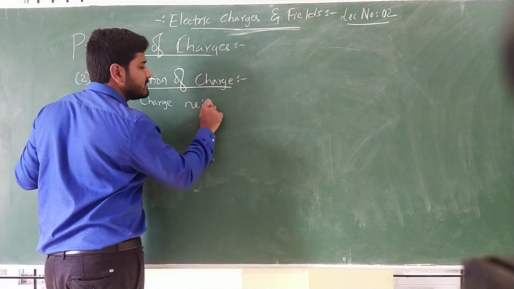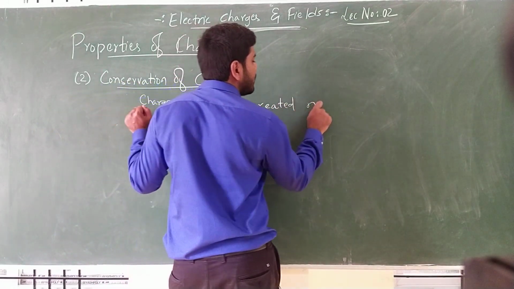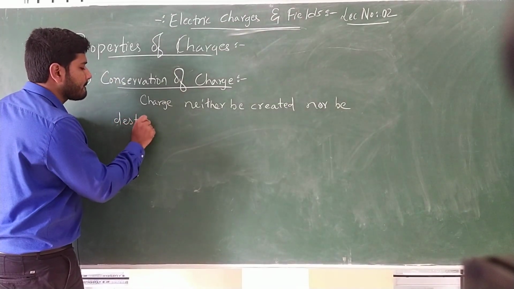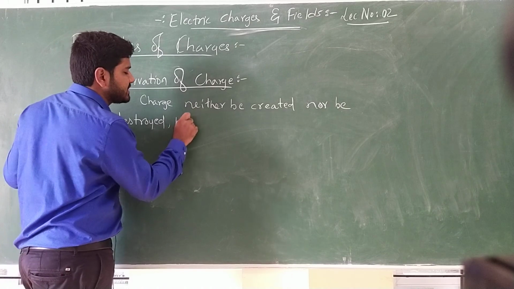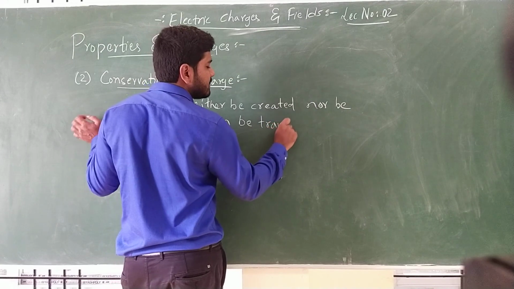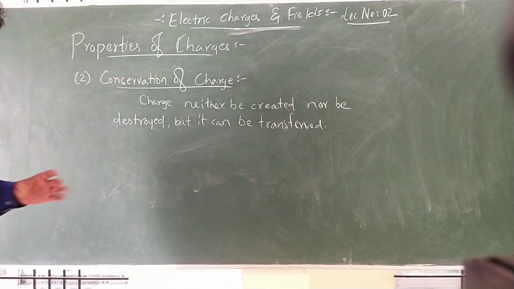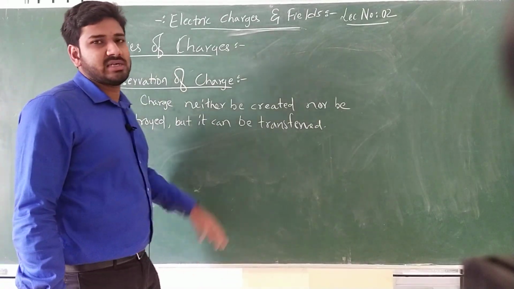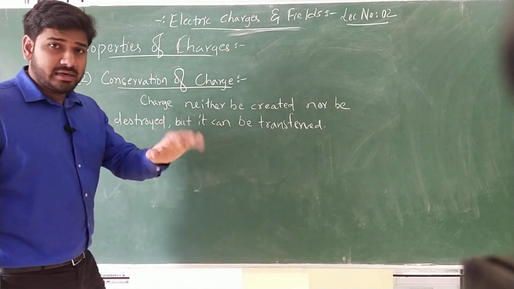Conservation of charge: charge can neither be created nor be destroyed, but it can be transferred. So this is the conservation law of charge. What does it mean? Charge cannot be created, it cannot be destroyed, but it can be transferred from here to there.